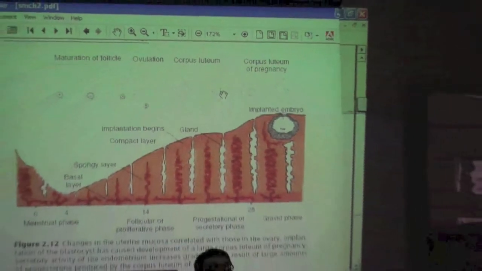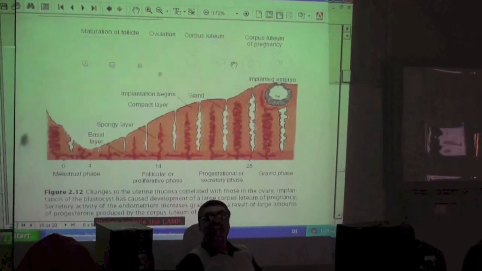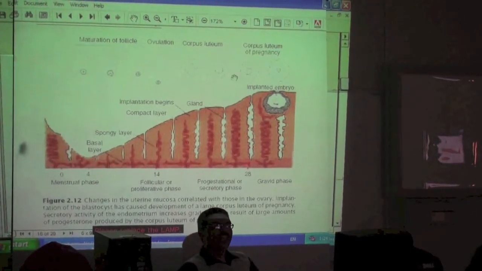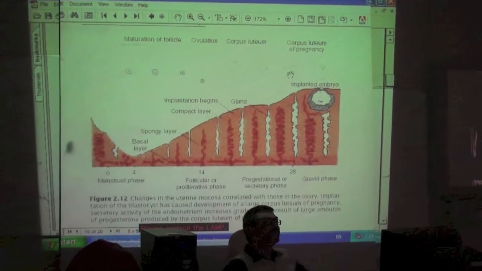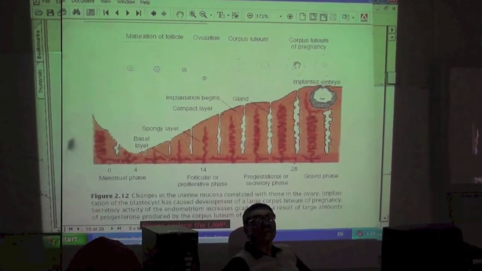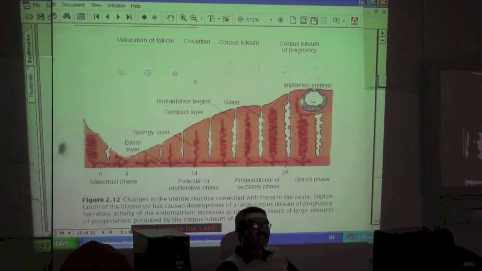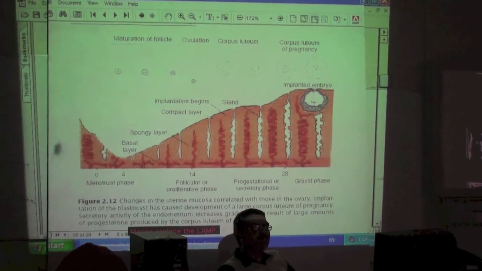And this will stay alive till 3 to 4 months. After 3 to 4 months, the placenta secretes progesterone and this will become non-functional. Not 10 weeks, 3 to 4 months. Now you can see during the implantation, the blood vessels are dilated and supplying. Let's say the pregnancy does not take place.